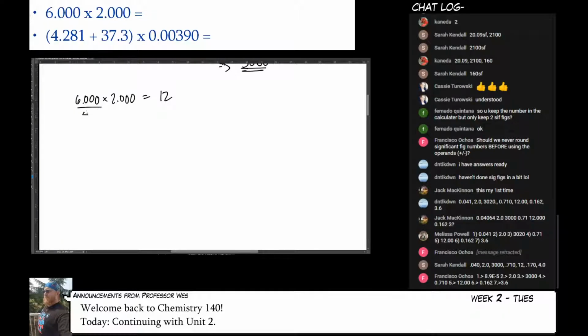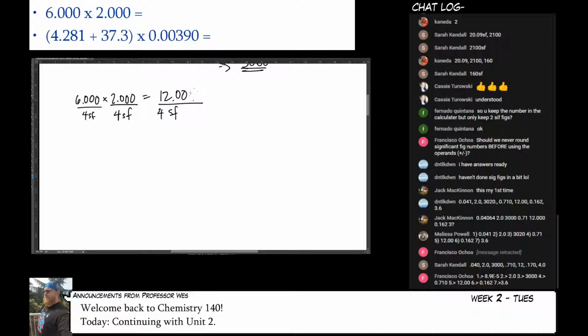Well, this has 4 sig figs. And this is 4 sig figs. So my answer should also have 4 sig figs. And so we'll do that. There you go. If you add that extra 0 in there, right here, then you have 5 sig figs, and that would be incorrect because you're not doing addition, you're doing multiplication.